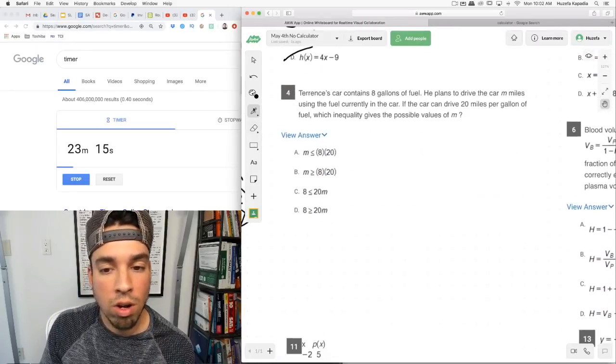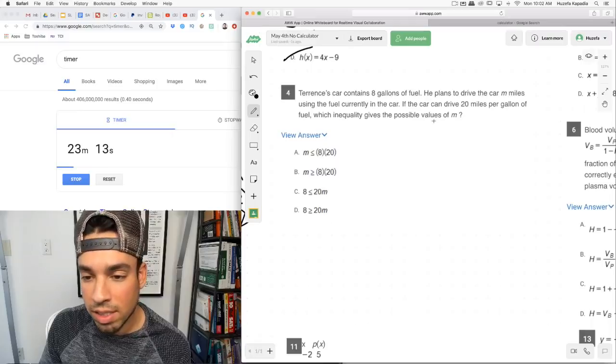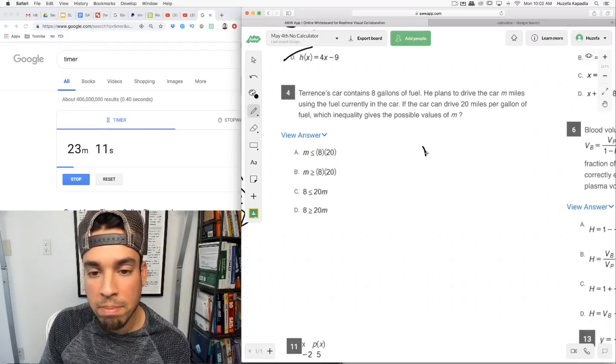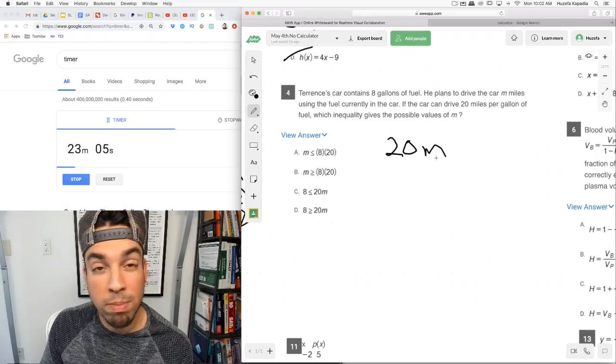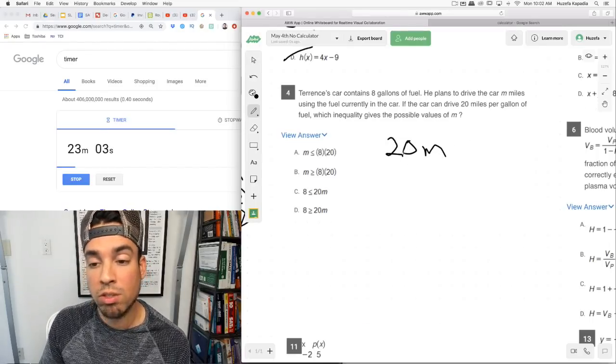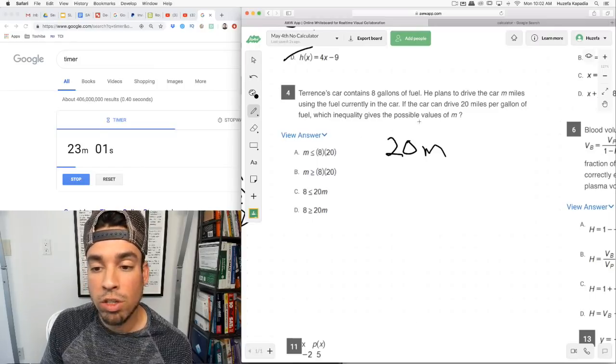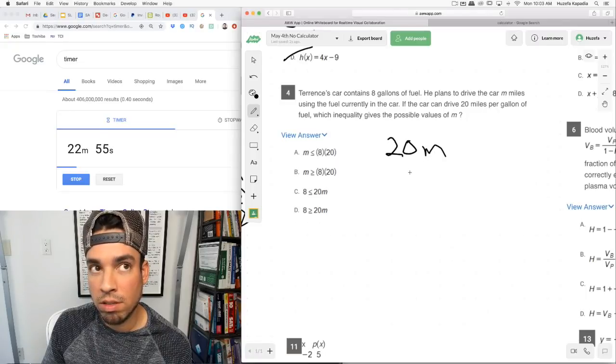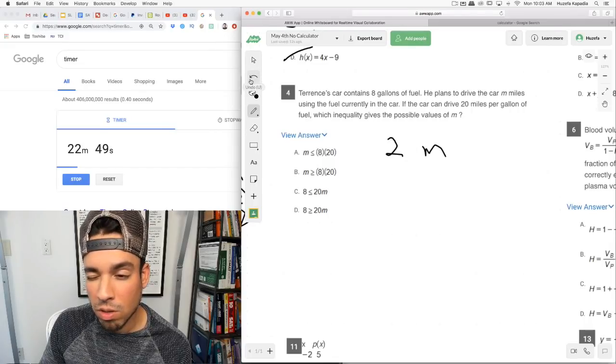Terrence's car contains 8 gallons of fuel. He plans to drive the car m miles using the fuel currently in the car. He can drive 20 miles per gallon. So if it's 1 gallon, it's 20 miles; 2 gallons, it's 40, etc. Which inequality gives the possible values of m? So look, 20m, sorry, hold on. No, I did that backwards. I'm sorry, that's not what I meant. Oh, I think I messed that up.